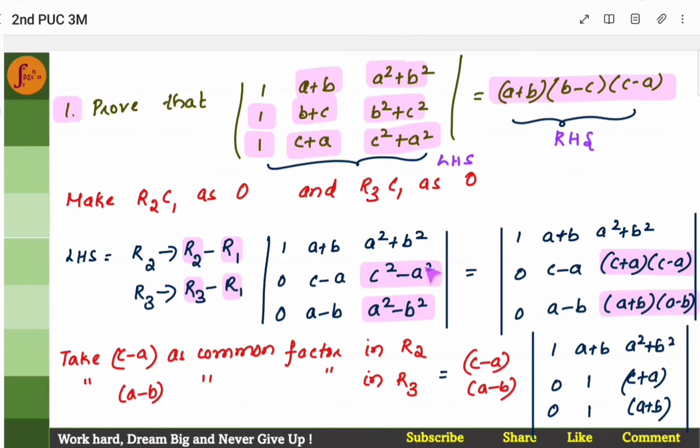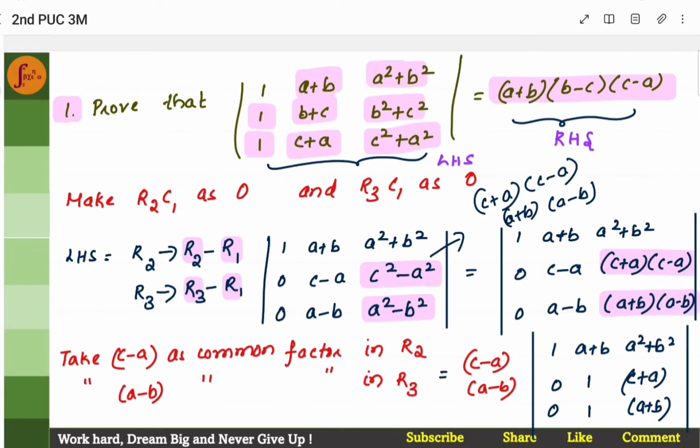Now note, this is an important formula here. C square minus A square can be written as C plus A into C minus A, right? A square minus B square can be written as A plus B into A minus B. This is very important. You have to remember this while solving determinant problems. So you can expand it like this, then take the common factor. The second technique is that the objective should always be to take common factors out. You should do certain operations in a way that you get some common factors.